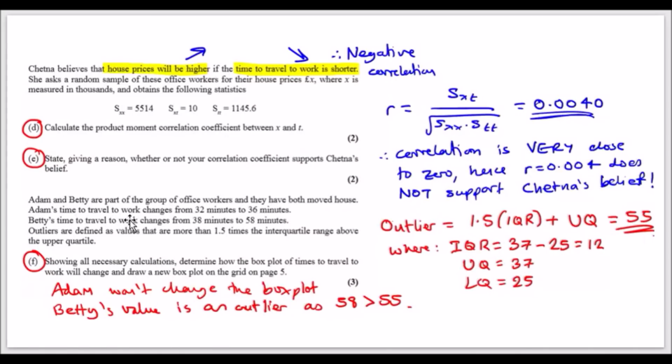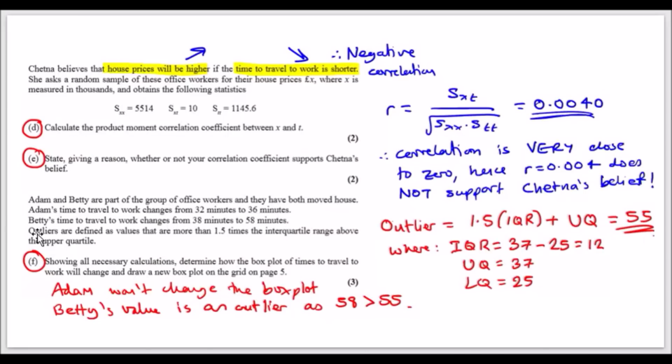Adam's time to travel to work changes from 32 minutes to 36 minutes. This part was a bit confusing because you just need to realize that we're trying to modify the box plot, but not in a great sense. Now, Betty's time to travel to work changes from 38 minutes to 58 minutes. That's a significant change. That's 20 minutes ahead, so that could practically be an outlier, which it is.